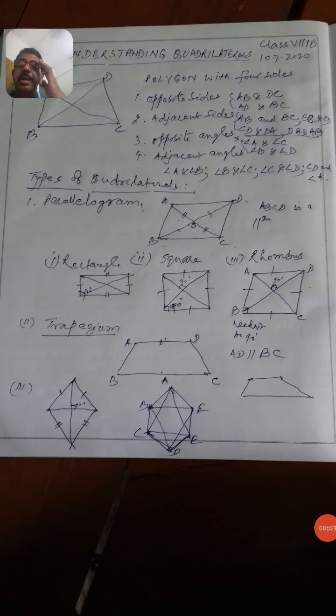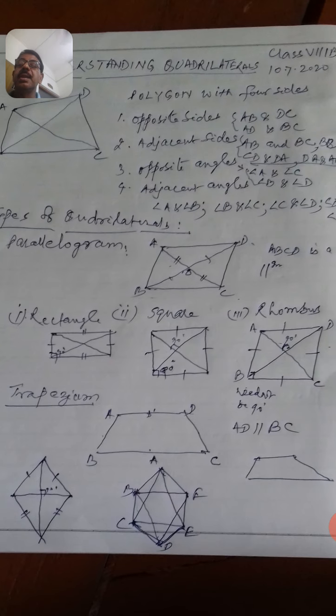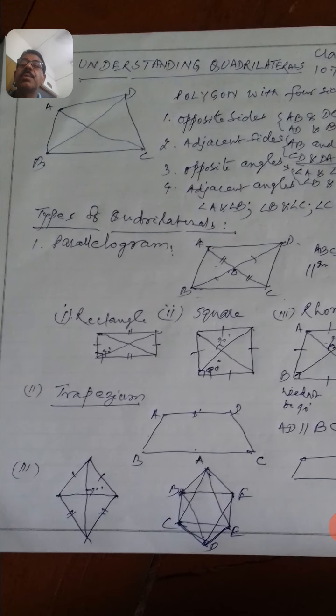8B children, good morning. Today we learn about understanding quadrilaterals. You know, a quadrilateral is a polygon having four sides.